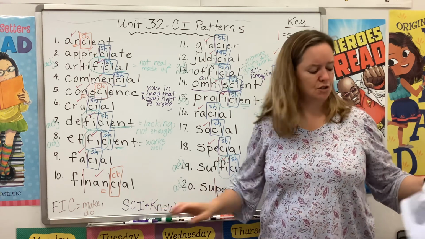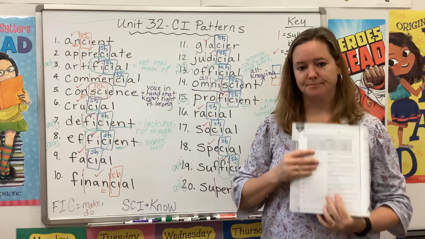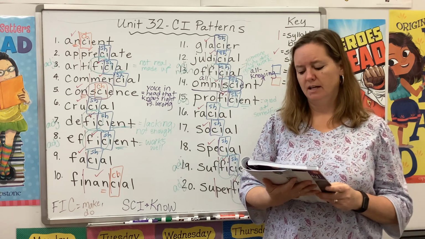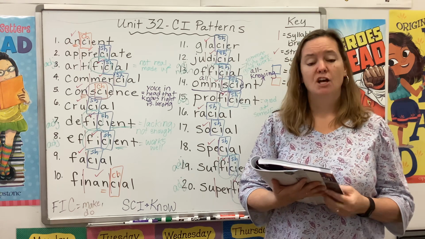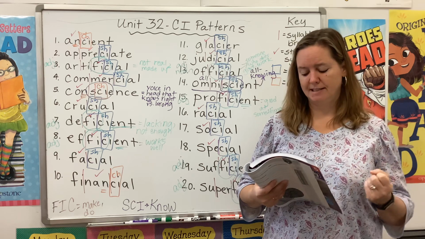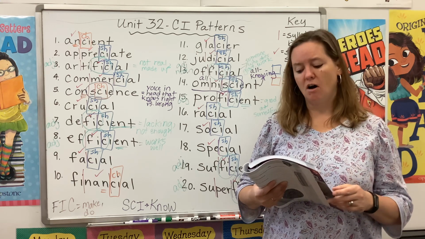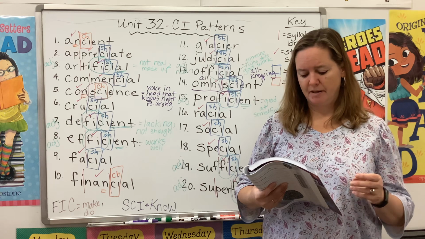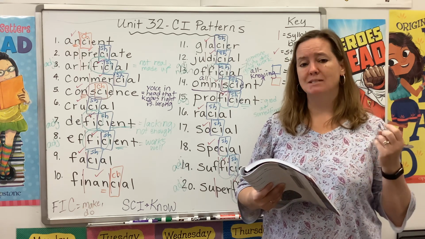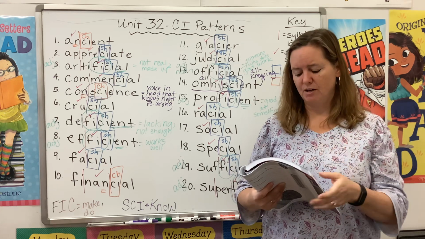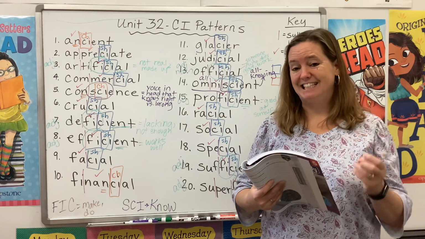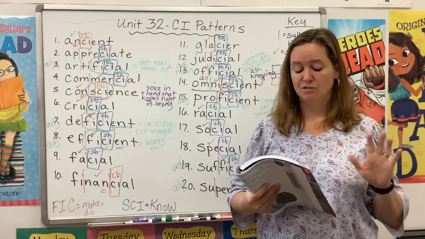When you get to page 200, you're going to see a lot of these words we just talked about. Artificial, sufficient, deficient. Notice all of those words use the CI, so it makes a sh sound. But you can also, efficient, artificial, difficult. You can also sometimes, depending on the letter that comes after in a word like difficult or certificate, that C is going to make a k sound. So just keep that in mind.